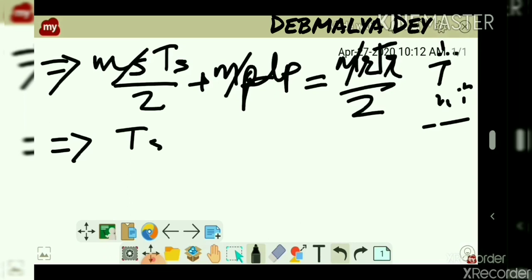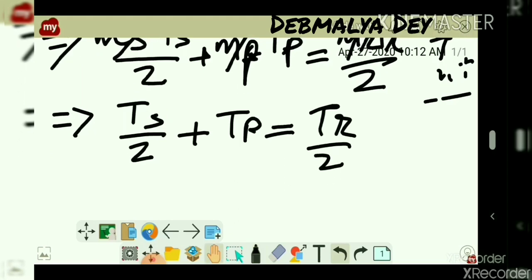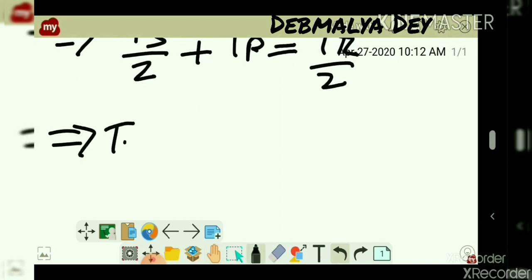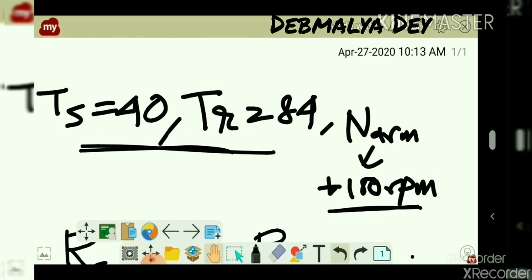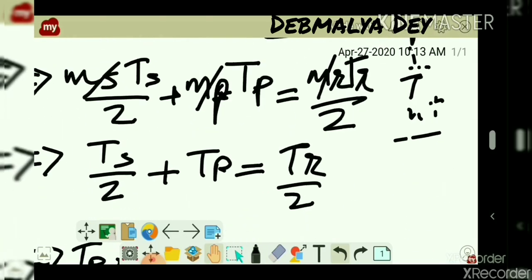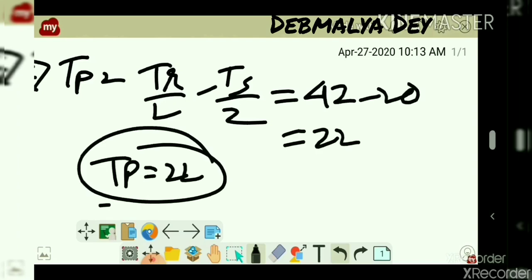The equation is TS by 2 plus TP equals TR by 2. Now from this equation we can easily find out the number of teeth of the planet gear, that is TP equals TR by 2 minus TS by 2. Now let's see what was given. TR by 2 means 42, TS by 2 means 20. So 42 minus 20 equals 22. So TP we have found out to be 22.